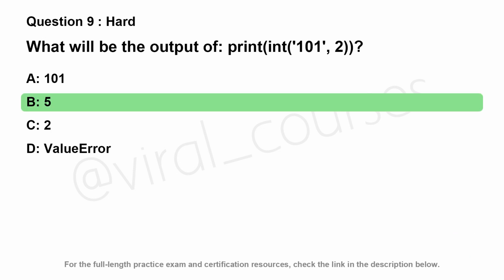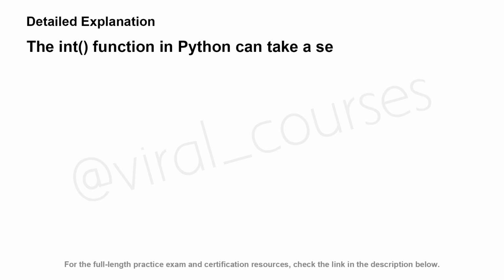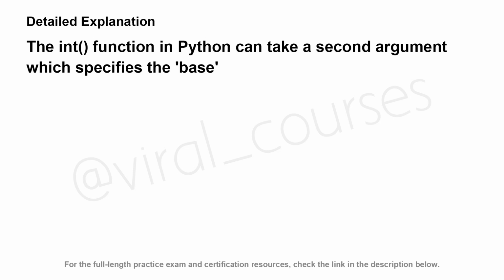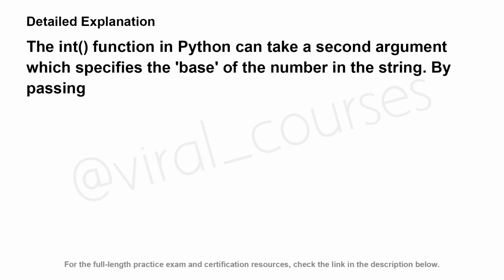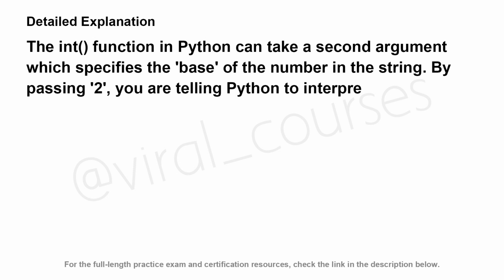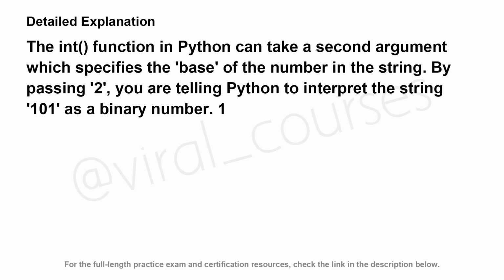The correct answer is B. The int function in Python can take a second argument which specifies the base of the number in the string. By passing 2, you are telling Python to interpret the string "101" as a binary number. 1 * 2^2 + 0 * 2^1 + 1 * 2^0 = 4 + 0 + 1 = 5.